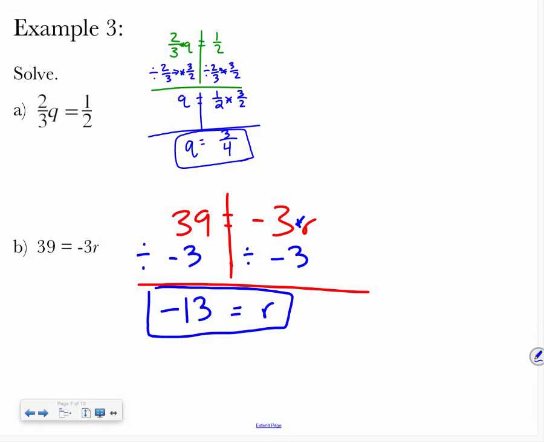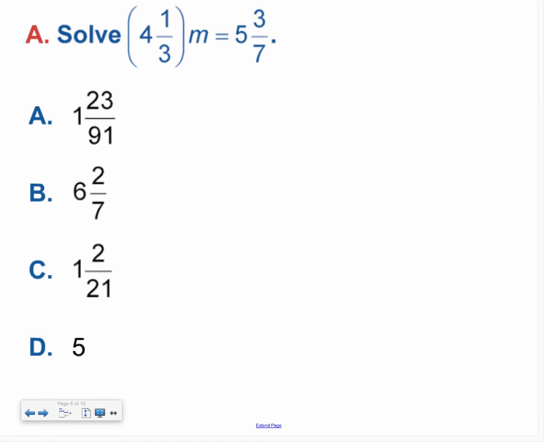And just like we did before, you can always test these to see if the answer is correct. So we have a negative times negative, so it's positive. 3 times 3 is 9. 3 times 1 is 3. So we know that answer checks out. Go ahead and try this next example on your own and see how you do.